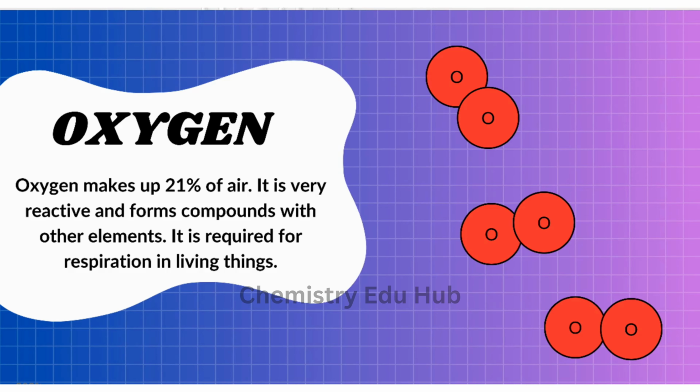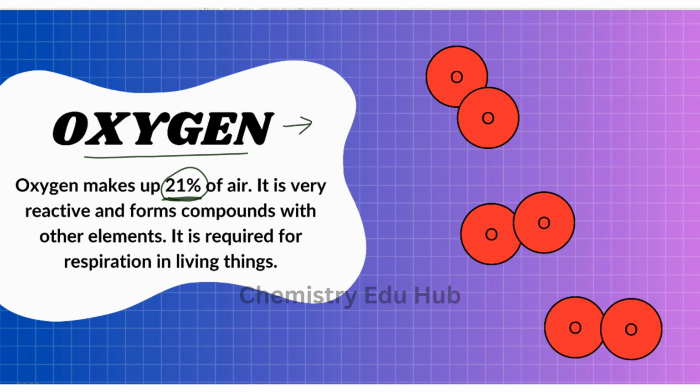The second important component of air is oxygen. I guess there is no need for us to talk about the importance of oxygen, because every living being on the earth is alive only because of the oxygen present in the air. Oxygen makes up 21% of air. So out of 100% air, you find oxygen up to 21%.